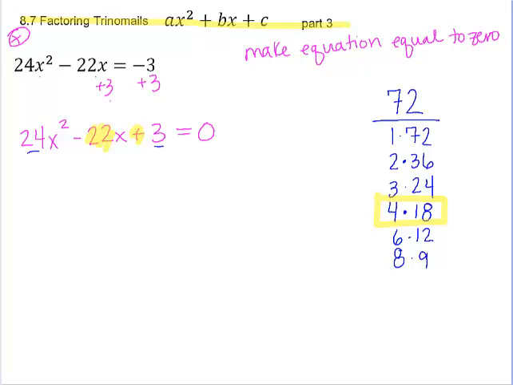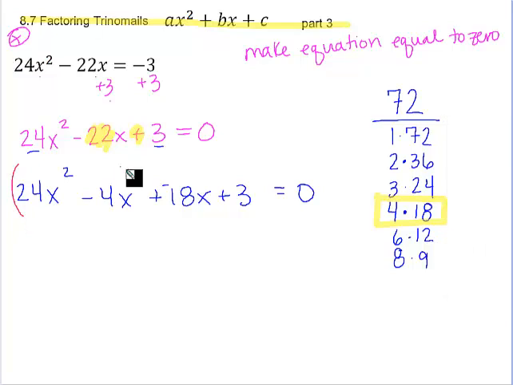So we'll take this and we'll split our equation up. To add to give us a negative 22, they both have to be negative. So 24x squared minus 4x minus 18x plus 3, and then equals 0. Now we will group, so we need to make sure we change it to plus a negative. And then we can group our first two and our last two.